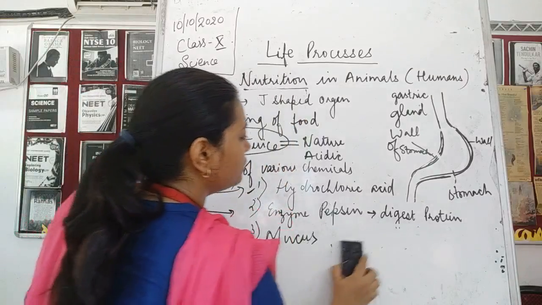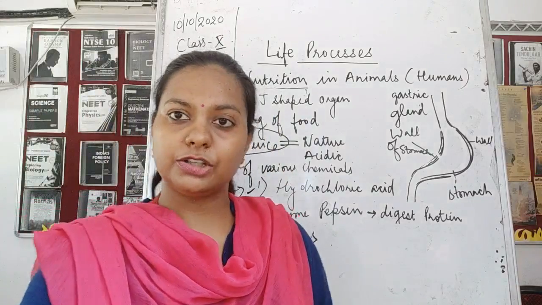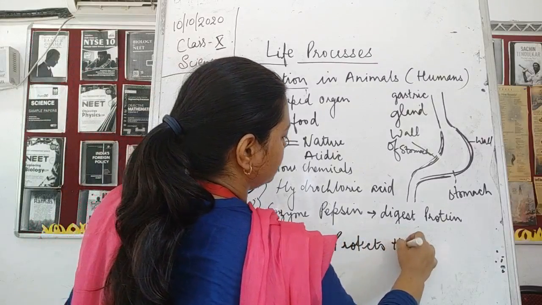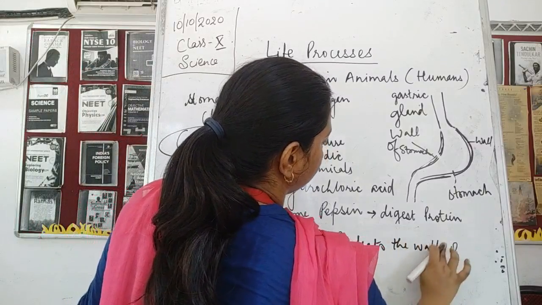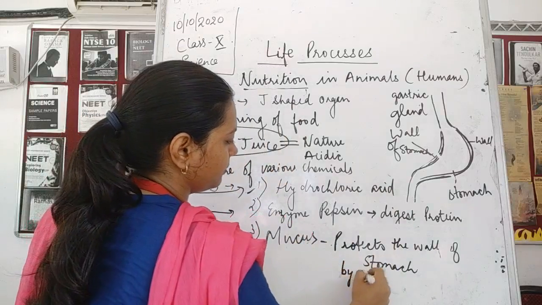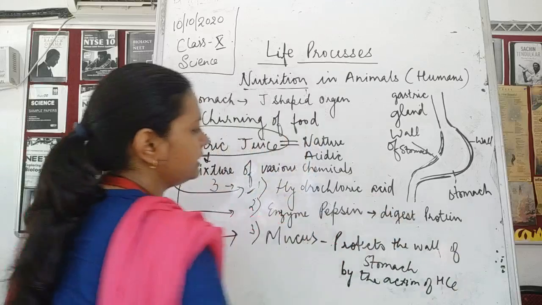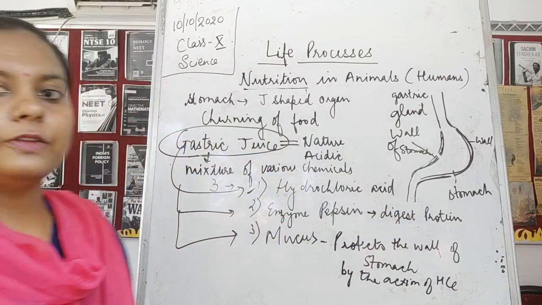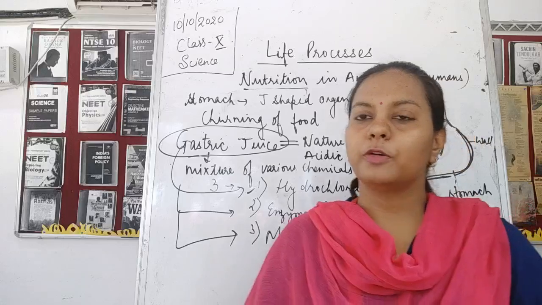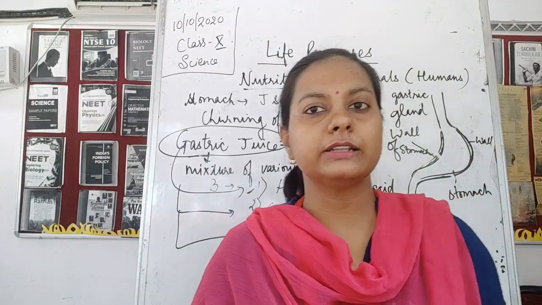in protecting the walls of the stomach by the action of HCl, because it is highly acidic, which kills the bacteria. So what are the two functions of hydrochloric acid? First is to kill the bacteria, and second is to provide an acidic medium to the enzyme pepsin, which starts the digestion of protein.